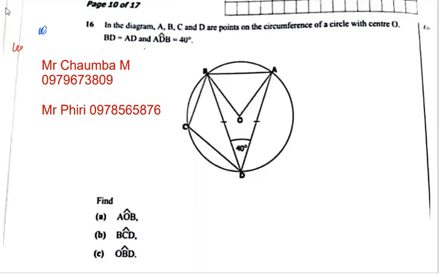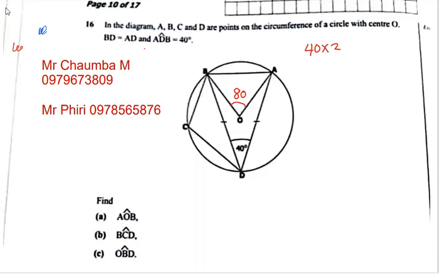So what I'm going to do, I just want us to start applying those theorems. If this angle here is 40, there's a theorem that says the angle on the circumference is twice the angle at the center, or the angle at the center is twice the angle on the circumference. So to get this angle here, we multiply 40 by 2 to get the angle at the center.